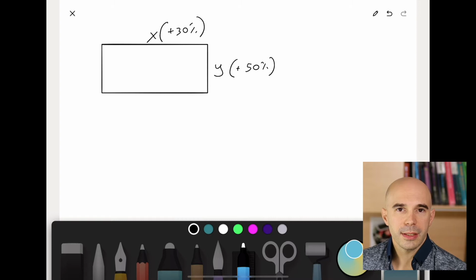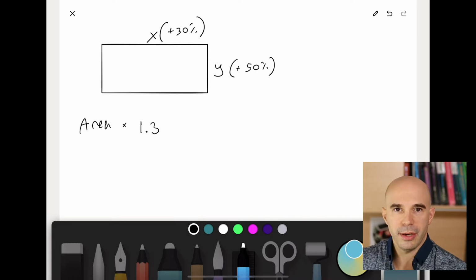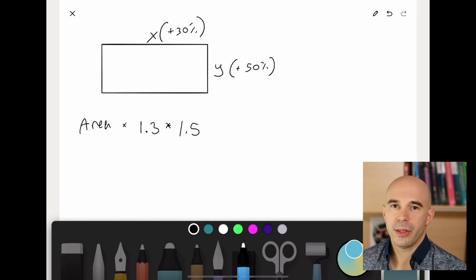The 30% increase in the length will lead to a 30% increase in the area. And the 50% increase in the width will lead to a 50% increase in the area. So each of them is impacting the area separately. And what does that actually look like? We'd be multiplying by 1.3. So whatever the area was originally is going to be multiplied by 1.3 because the length got increased by 30%. And it's also going to be multiplied by 1.5 because the width was increased by 50%.